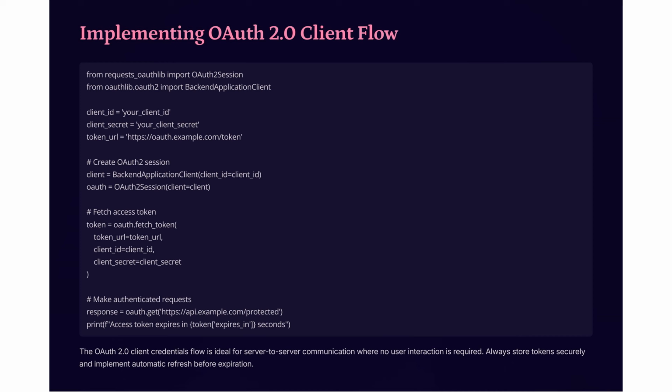Implementing the OAuth 2.0 client flow involves using the requests-oauthlib library. Initialize a backend application client using your client ID. Fetch the access token from the token URL with client credentials. Use this token for authenticated requests. Ensure tokens are stored securely and refreshed automatically before expiration to maintain seamless server-to-server communication.